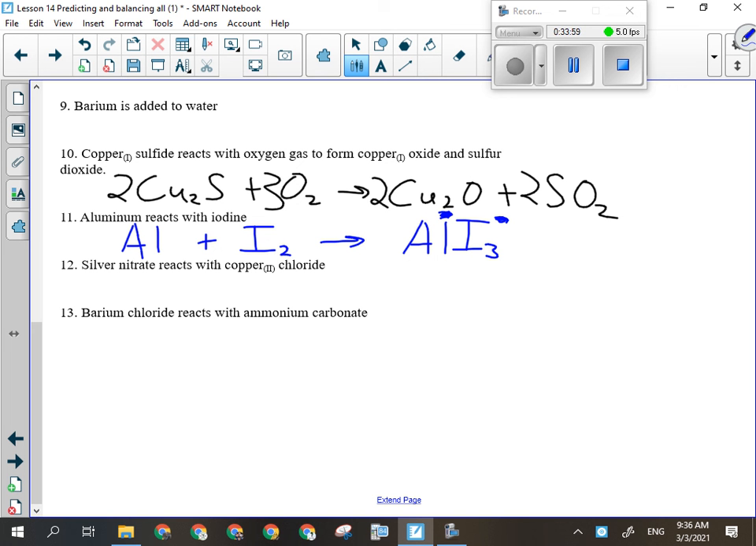What should I balance first? Iodine. Okay. Lowest common multiple of 2 and 3? 6. All right. So I'm going to put a 2 on that side, a 3 on this side, and a 2 there to balance the aluminum. And that should be good.